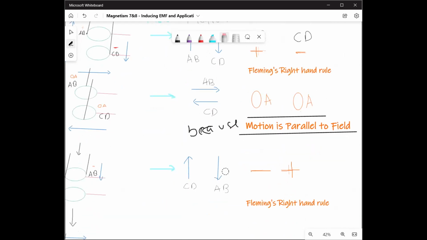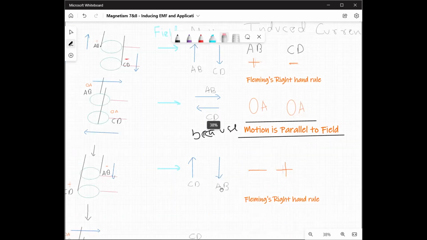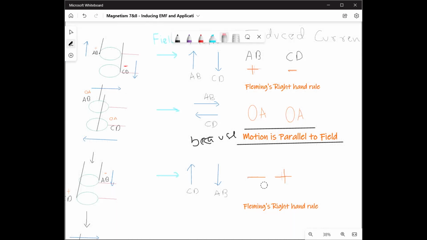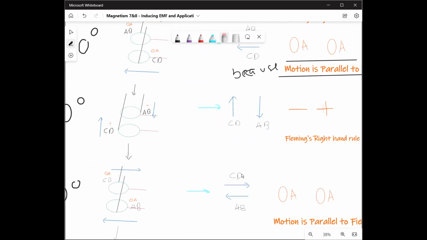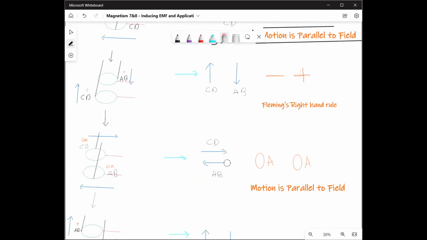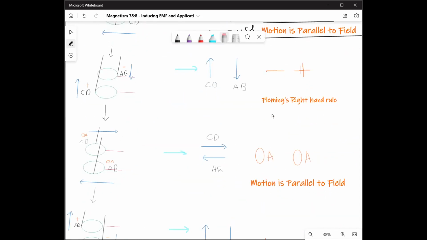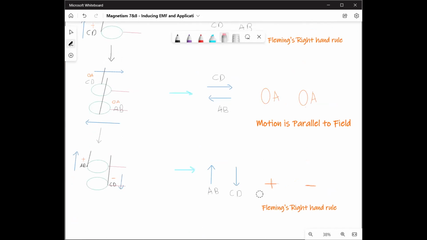Now AB is moving downwards. If AB is moving downwards, then the current at AB is now negative. Whatever is moving downwards has a negative current. CD was moving downwards, so CD was negative. Now AB is moving downwards, so AB is negative. Again, CD is now moving to the right. Both of them are parallel to the field, so 0. Now AB is again moving upwards, so positive. CD is moving downwards, so negative.